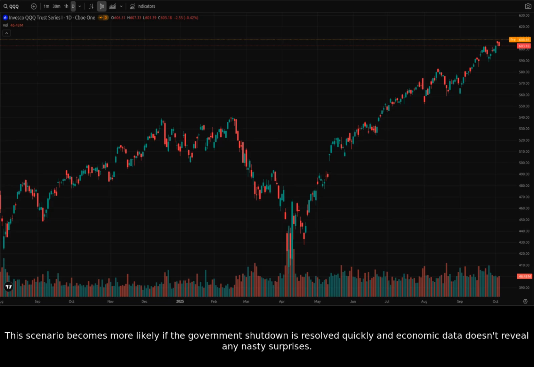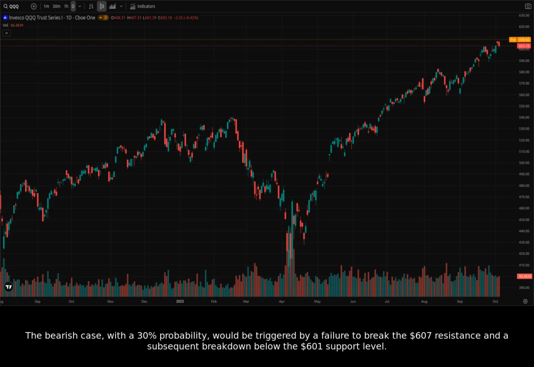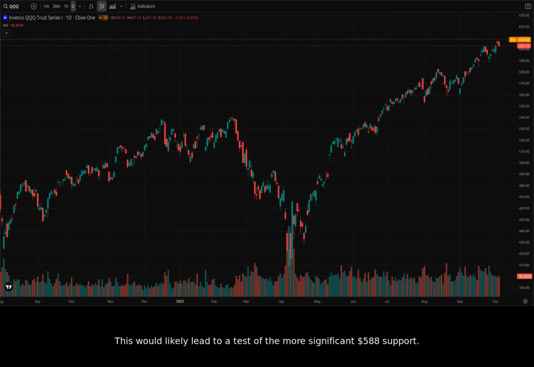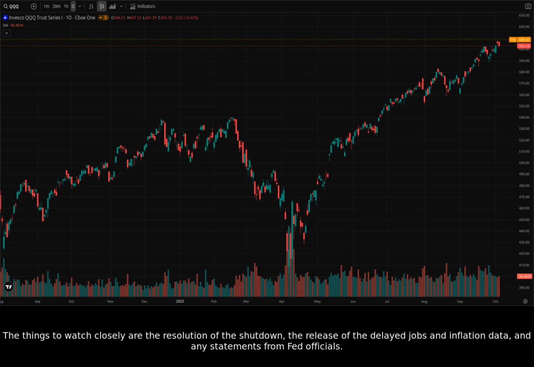The bearish case, with a 30% probability, would be triggered by a failure to break the $607 resistance and a subsequent breakdown below the $601 support level. This would likely lead to a test of the more significant $588 support. A break below $588 would signal a deeper correction is underway, potentially targeting the $550 zone. Prolonged political uncertainty or a sudden hawkish shift from the Fed could be catalysts for this scenario. The things to watch closely are the resolution of the shutdown, the release of the delayed jobs and inflation data, and any statements from Fed officials.